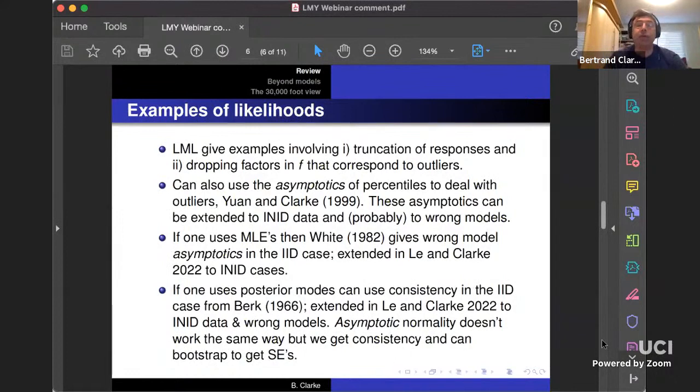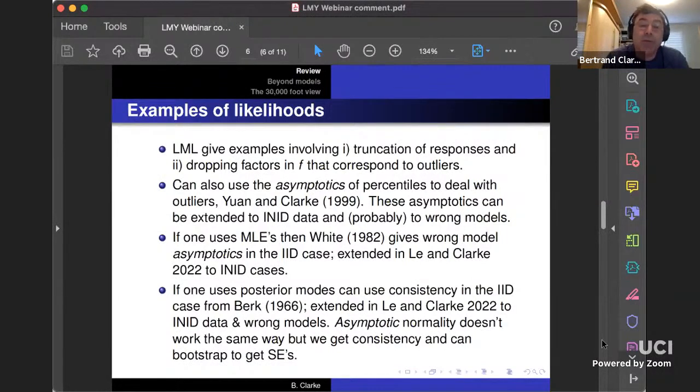And Lewis, MacEachern, and Lee give examples involving truncation responses and dropping factors in F that correspond to outliers. But as they admit at the end of section 1 of their paper, you could also use asymptotics to find appropriate likelihoods or restricted likelihoods. And I just wanted to cite a couple here. You can use the asymptotics for percentiles, in particular medians, if you wish. If you are addicted to MLEs, that's okay. You can feed your addiction by reading White, 1982, who gives wrong-model asymptotics in the IID case. And this can be extended to the independent non-identical case. It's a little bit harder if you want to use a posterior mode, for instance, but it can be done.